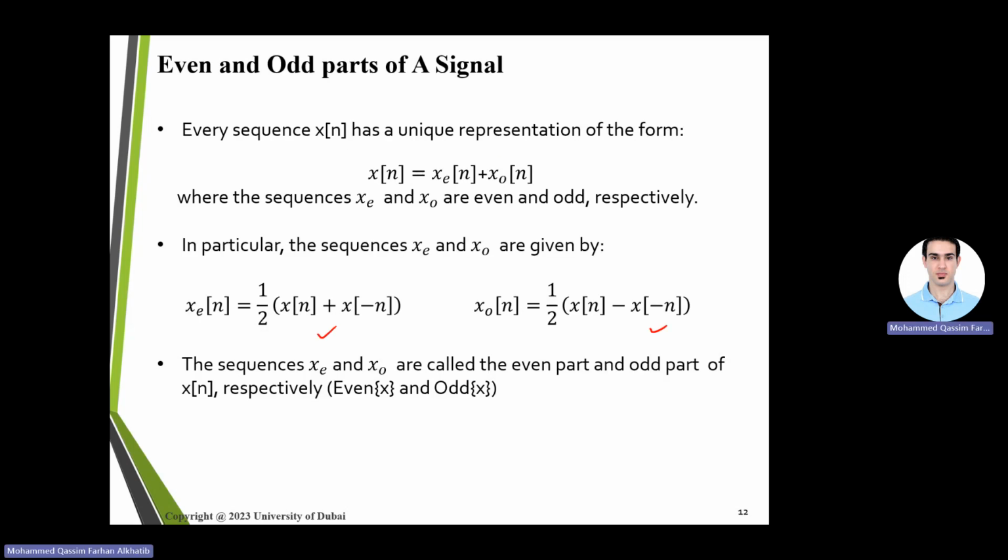Now, even and odd parts of a signal, pretty much the same thing. To get the even part, you sum the function with its time reversal, then divide by 2. To get the odd part, you subtract the sequence's time-reversed version from the sequence, and then you divide by 2. Again, pretty much like what we did in the time domain.